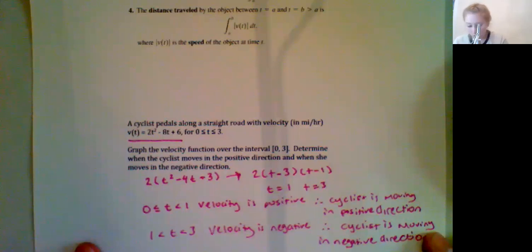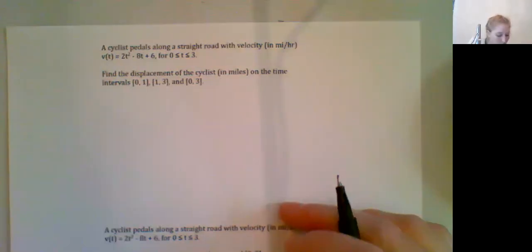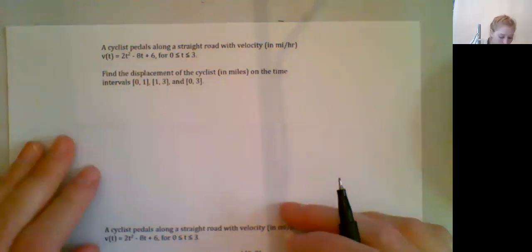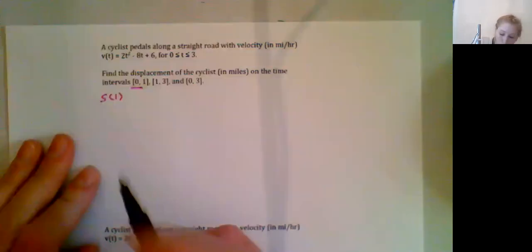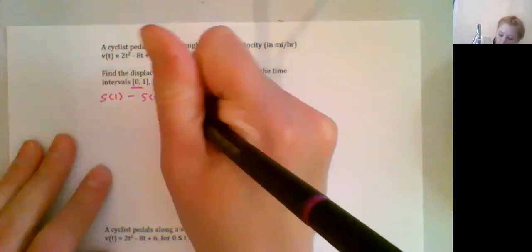Okay, so now what we're going to do is we are actually going to find the displacement. So they've given us 3 different intervals where they want us to find the displacement. So if we're thinking about this first one right here, what that essentially is asking me to do is to find the position at 1 and find the position at 0, and we're going to subtract them, okay, to find the displacement. So what I can do is I'm going to rewrite that.